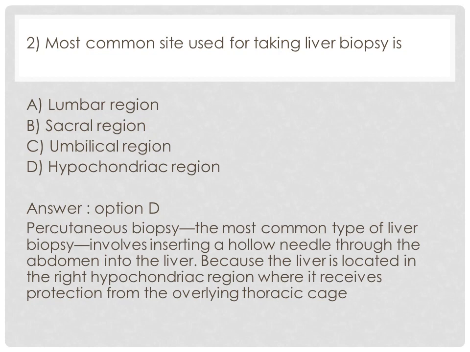Percutaneous biopsy is the most common type of liver biopsy. It involves inserting a hollow needle through the abdomen into the liver. Because the liver is located in the right hypochondriac region where it receives the protection from the underlying thoracic cage. So as the liver is present in the hypochondriac region, we should insert the needle at that site.